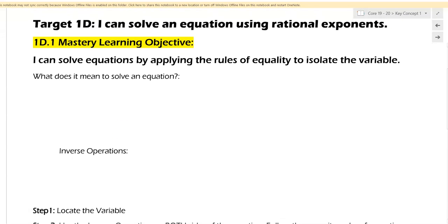1D.1, I can solve an equation using rational exponents. Our 1D.1 mastery learning objective says I can solve equations by applying the rules of equality to isolate the variable. So what does it mean to solve an equation? Really, what this phrase means is isolate the variable.